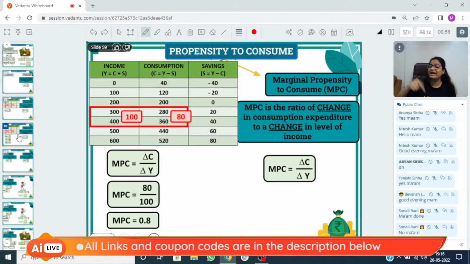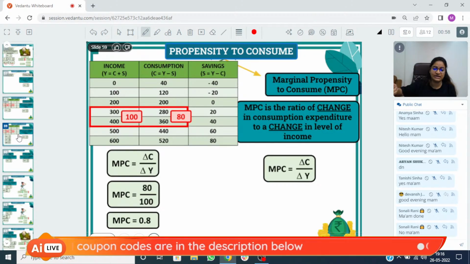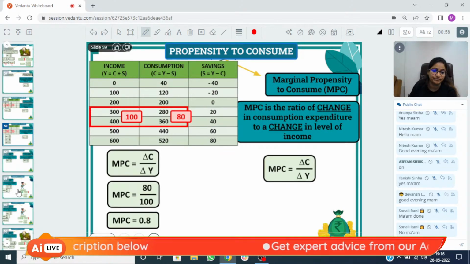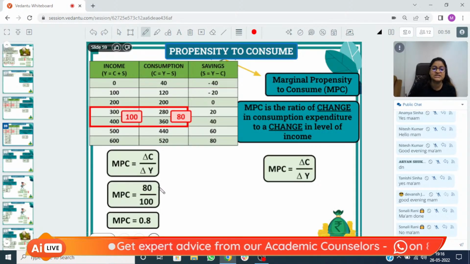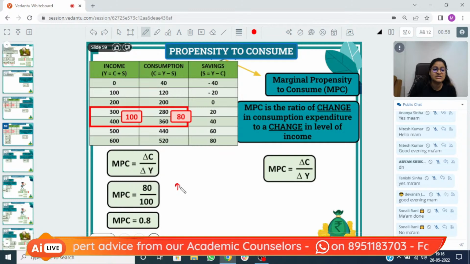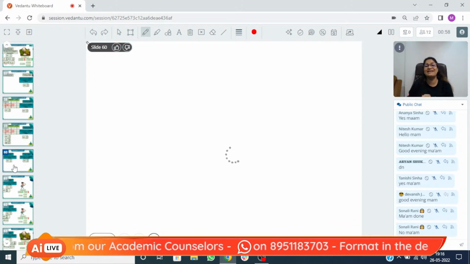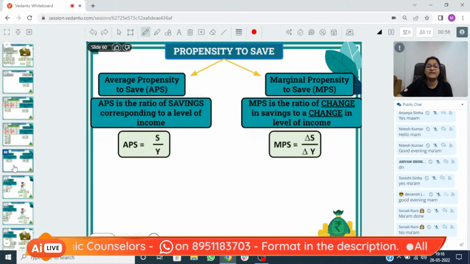This means every additional income that a person will get, his additional consumption will increase by 0.8. So for a spendthrift, MPC will be more. For a miser, MPC will be less. Correct? Then we have propensity to save.